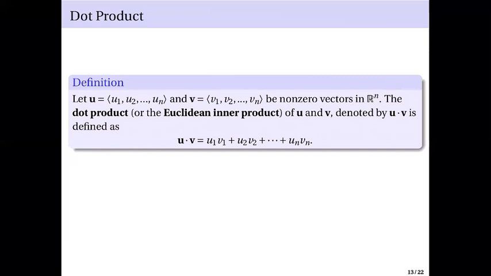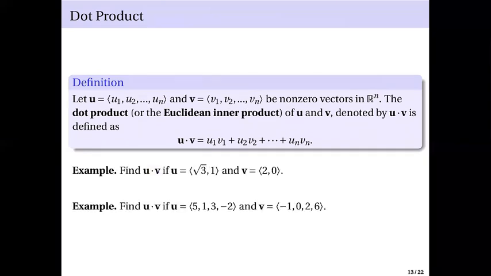Component-wise, you multiply them, and then you add all those products. And here, the ui's and the vi's are just numbers. Ordinary numbers. So this is just the usual multiplication: u1 times v1, u2 times v2, un times vn. They are just ordinary multiplication. Okay?